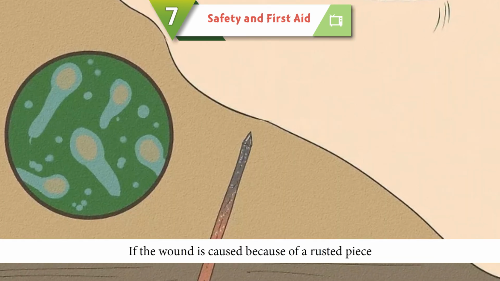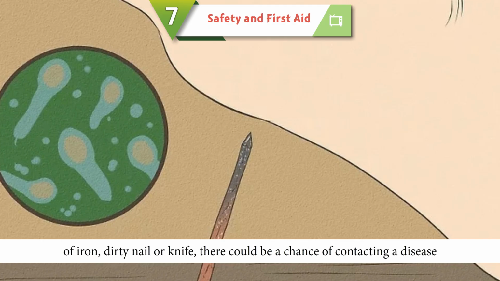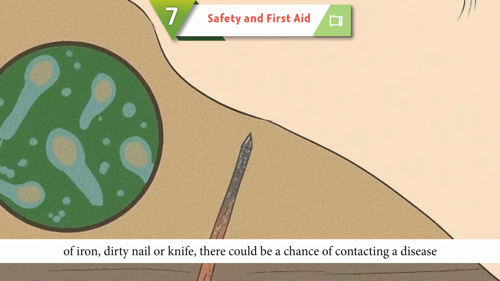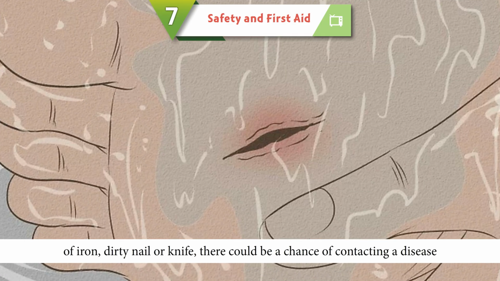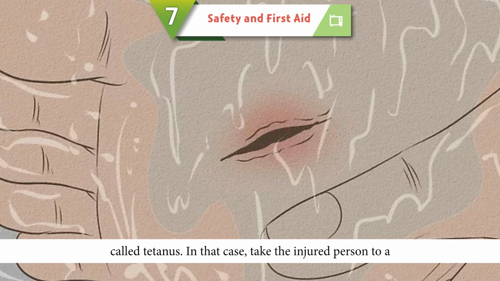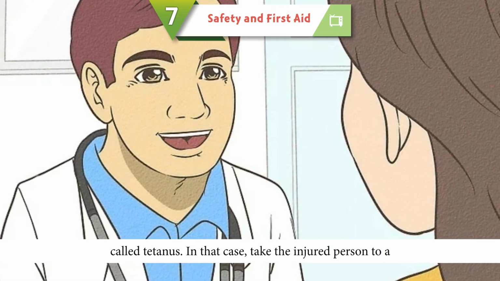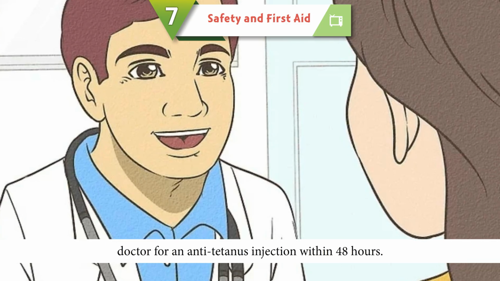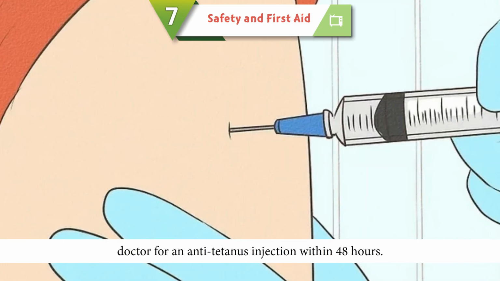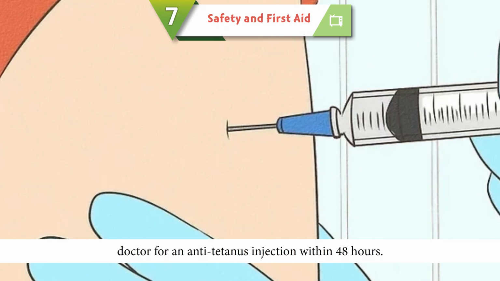If the wound is caused because of a rusted piece of iron, dirty nail or knife, there could be a chance of contracting a disease called tetanus. In that case, take the injured person to a doctor for an anti-tetanus injection within 48 hours.